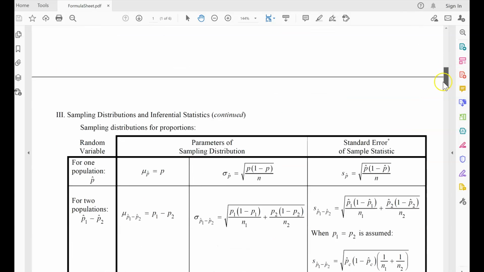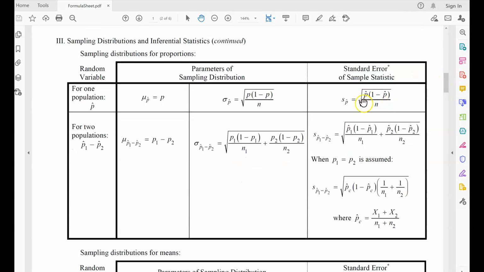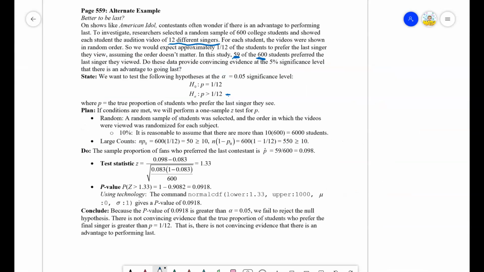And the standard error has not changed, right? For proportions, it's still this same value. So you see that fleshed out here. The statistic was 0.098. Where did that come from? 59 divided by 600 is 0.098. That's where they're getting that. And 0.083, what's that? That's 1/12, right? 1 divided by 12 is 0.083, and then we divide by standard deviation using p hat in there.